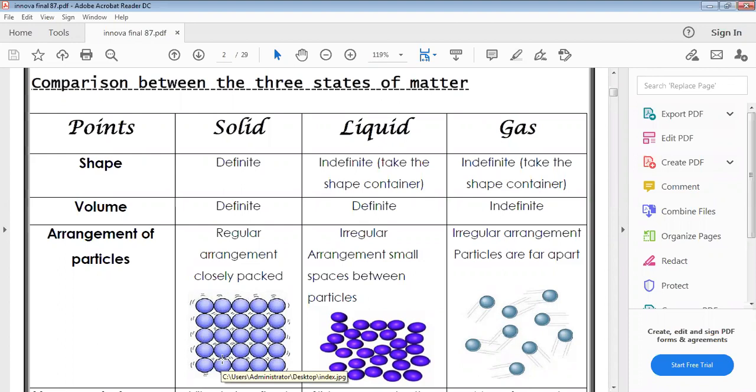Irregular shape means it has no regular shape. It either has a protrusion from here or here. So the solid has a regular shape and the particles are closely packed together.